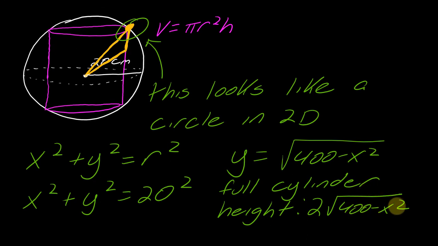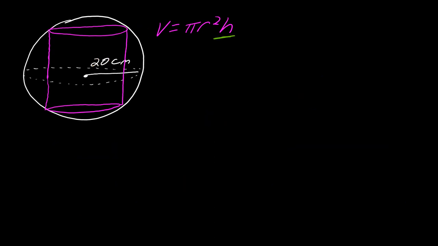But in the context of our problem, notice that we don't have any x's. So instead of thinking of this in terms of x's, I'm just going to translate this back to being an r. I know that's a lot of variables I've thrown around, but hopefully you get where I'm going with this. If not, leave me a comment and I'll try to explain it a little bit better.